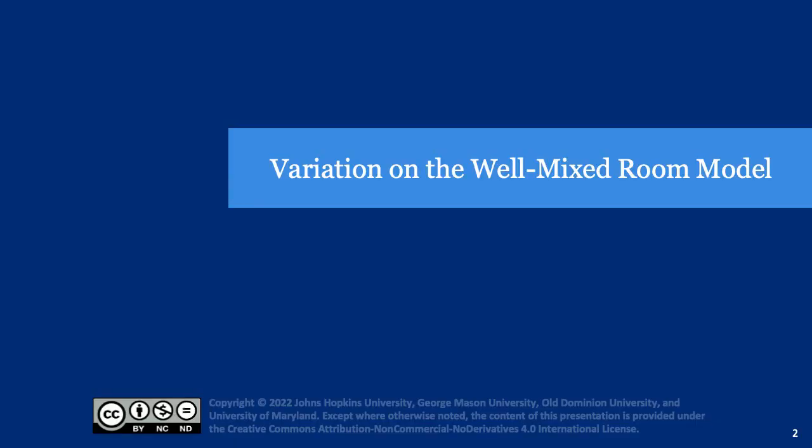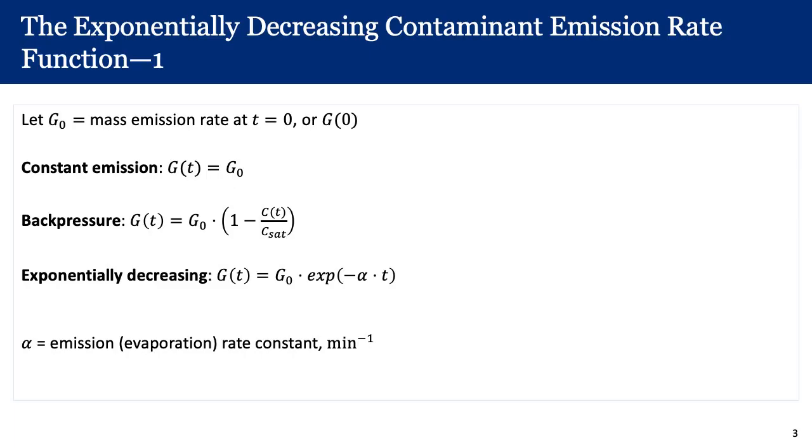Now we move on to other variations on the well-mixed room model. In the first equation that we looked at, we assumed that the generation rate G is constant, and that is the constant emission version of the well-mixed room model. But there are other versions also. The generation rate does not need to be constant. In fact, most real life situations are where the generation rate changes with time.